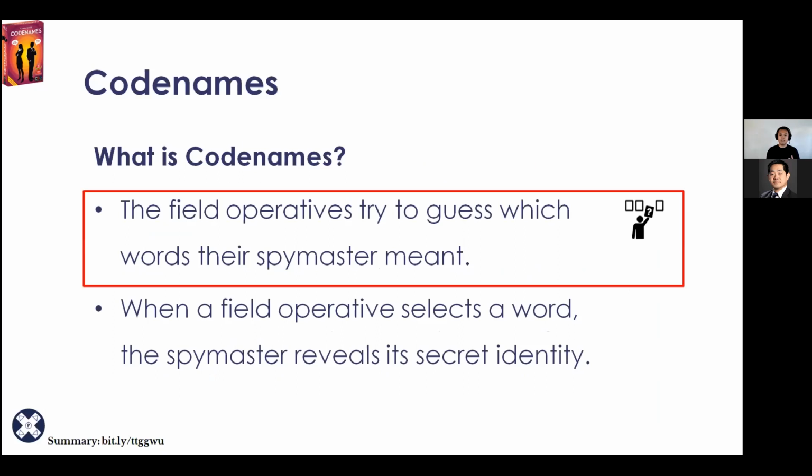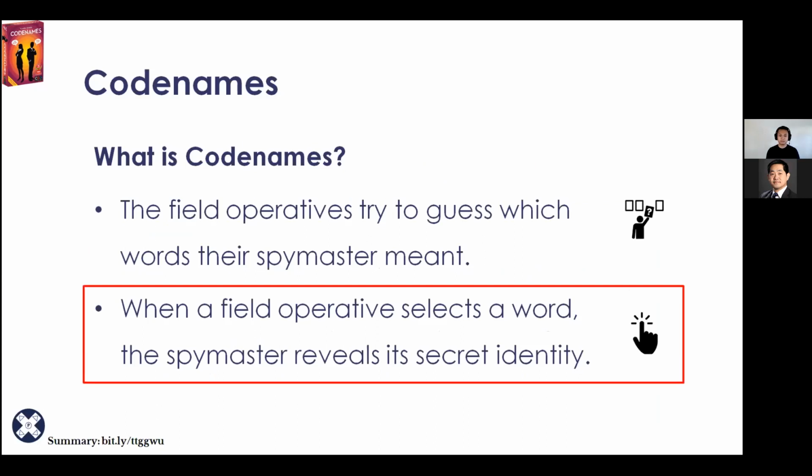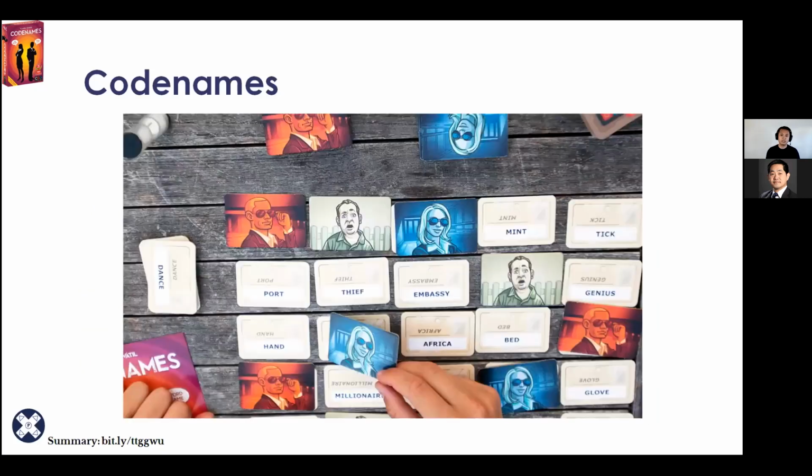In Codenames, one person on your team is the spy master. Everyone else on your team is called a field operative. Those field operatives try to guess the words that the spy master meant when they gave the clue. When a field operative selects a word, the spy master reveals its identity. When you're playing in person, you would put a card on top of that word. When you're playing online, all of this is done automatically, which I'll talk about later on.